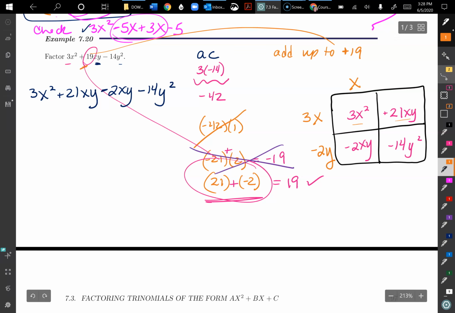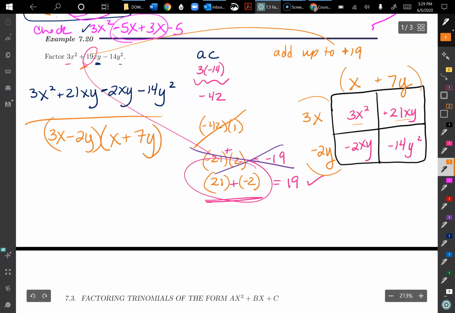Okay, then I can look at this column, 21xy and negative 14y squared. What's common to both of those? I'm going to try a positive 7 first and see how that works. 7y is what I would need to try. And then I'm just going to double check. 7y times negative 2y gives me negative 14y squared. 7y times the 3x gives me plus 21xy. So there I have my binomials. So then I'm just going to put parentheses kind of around them there. It's kind of weird on the vertical one, but my answer is going to be 3x minus 2y times x plus 7y.